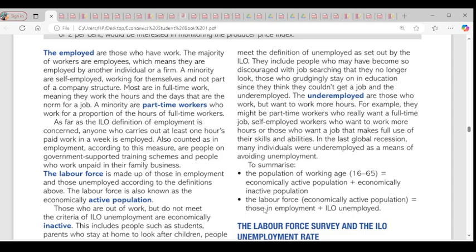So they are part of the labor force, aren't they? Yes, sir. Okay, so we have the employed and the unemployed people in the labor force. Clear? Yes, sir. Then we have the economically inactive.